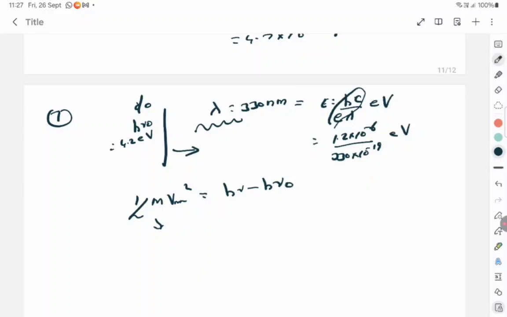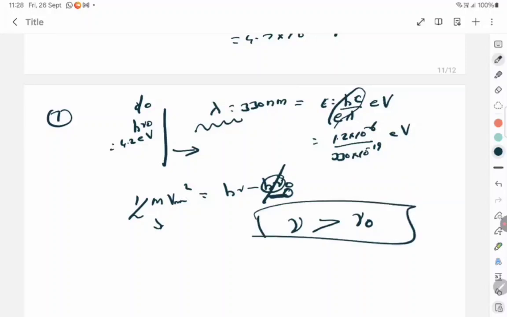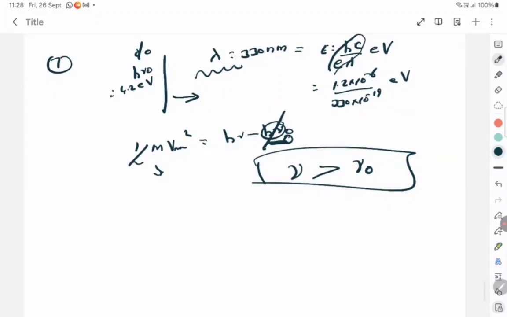Work function of a certain metal. They've given this work function, which is phi naught, already. Will the metal give photoelectric emission? For that, you know that the incident frequency has to be greater than the threshold frequency. This is the necessary condition. That's all. Will it give out the photoelectric effect for an incident light? So is the incident frequency greater than the threshold frequency?